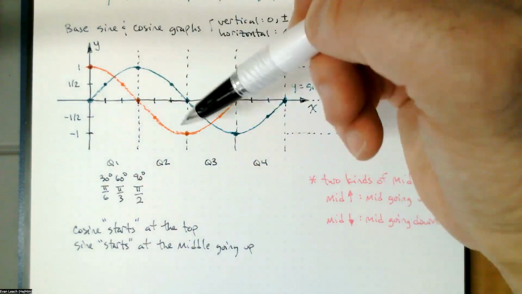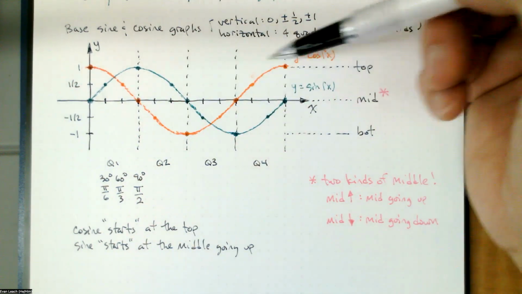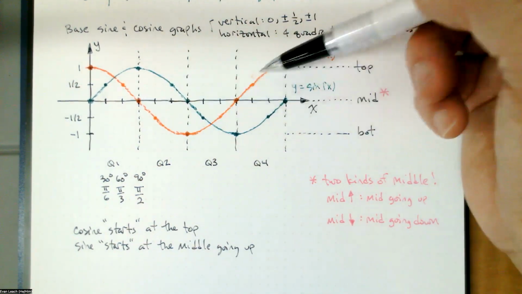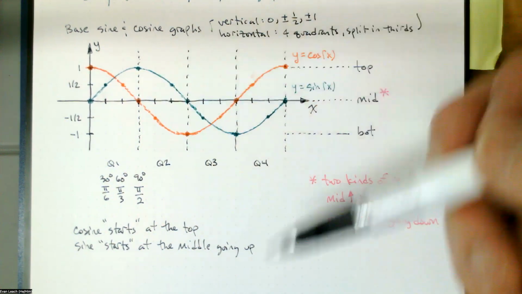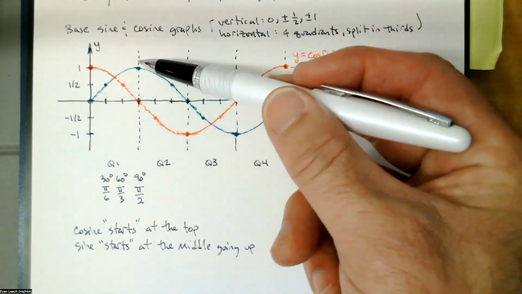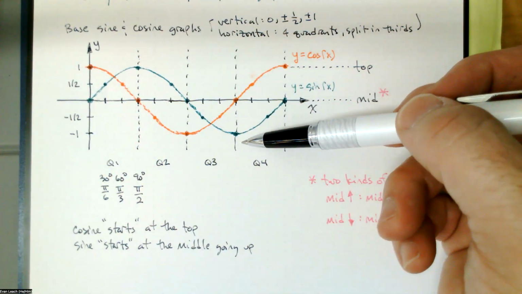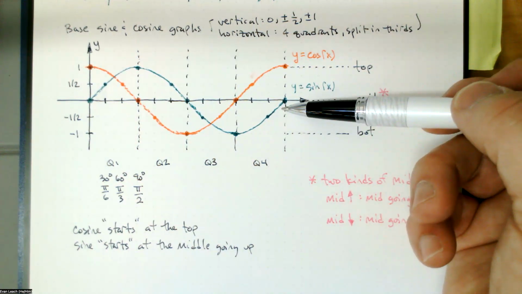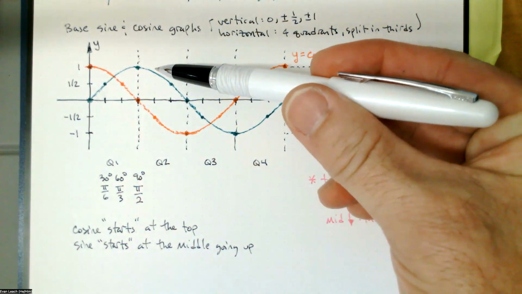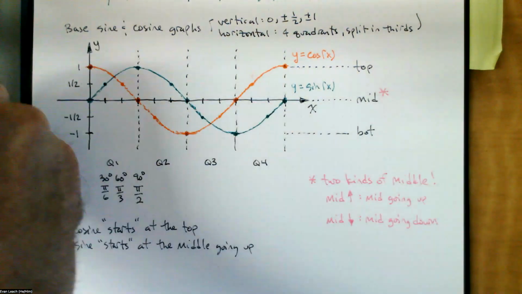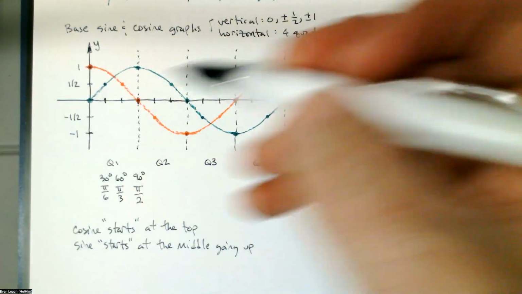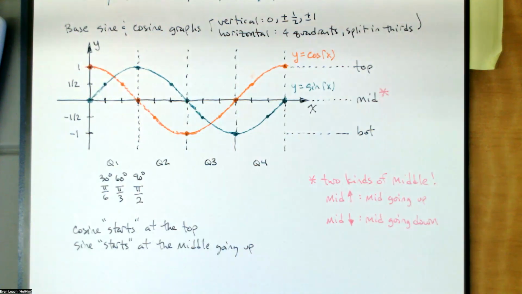Top, middle going down, bottom, middle going up, top, middle going down, bottom. I think you get it. Middle going up, top, middle going down, bottom, middle going up, and so on. And it just repeats. That's the sequence. Top and bottom only get to change direction, but the middle shows up in two different ways. Middle going up, middle going down.